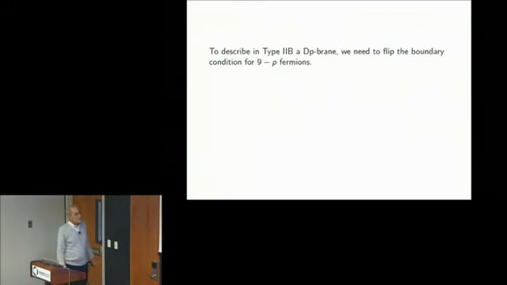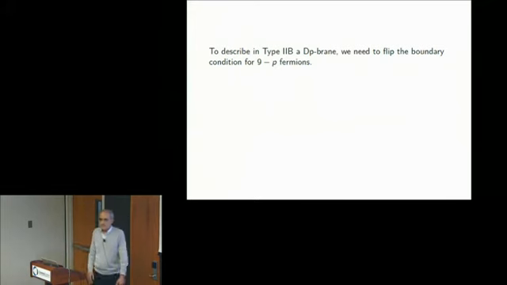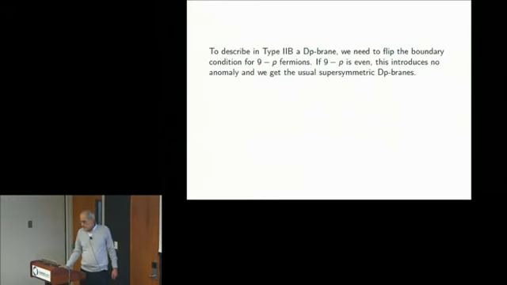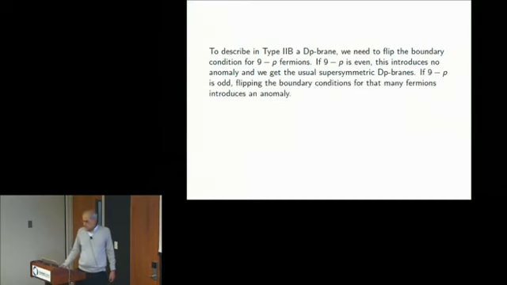Now suppose you want to describe a Dp brane. Well, that means you want to flip the boundary condition for 9 minus p fermions. If 9 minus p is even, this introduces no anomaly, and we get the usual supersymmetric Dp branes, where p is any odd number, so that 9 minus p is even.